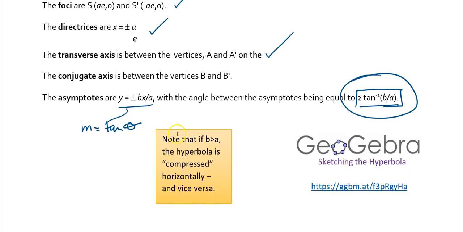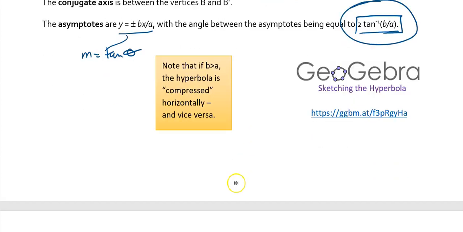Now this little point here, notice that if b is greater than a, so the number under y is bigger than the number under x, then the hyperbola is compressed horizontally, and vice versa. So if a is greater than b, the hyperbola is compressed vertically.